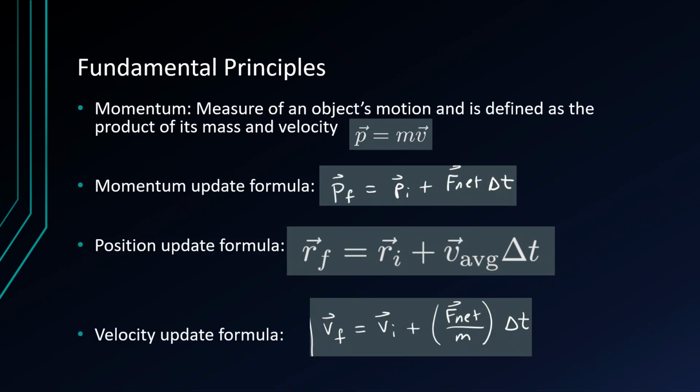Momentum is defined as the measure of an object's motion and can be written as the product of its mass and velocity. The momentum update formula, Pf equals Pi plus F net delta t, is used to find the final momentum. The position update formula, Rf equals Ri plus V average delta t, is again used to find the final position, and the velocity update formula, Vf equals Vi plus F net over m delta t, is used to find the final velocity. In the VPython code, we'll be using the momentum update formula, position update formula, and the velocity update formula accordingly.